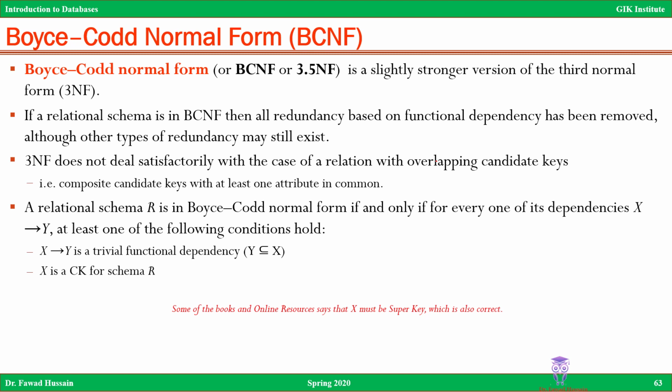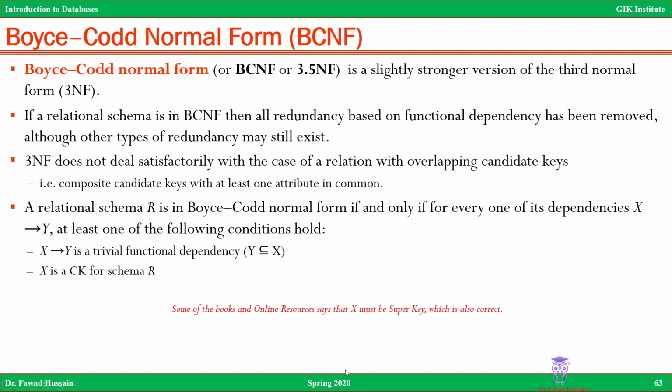3NF does not deal satisfactorily with the case of a relation with overlapping candidate keys. So the question of Boyce-Codd normal form usually arises when you have candidate keys. Candidate keys means a key or set of keys that could have been the primary key, and there is something overlapping between them. It means one attribute is common between two potential sets of candidate keys. When that is the case, the composite candidate keys with at least one common attribute can result in a functional dependency causing redundancy in the data.